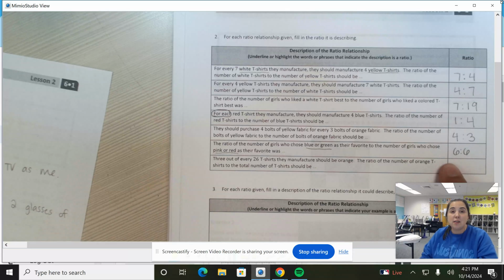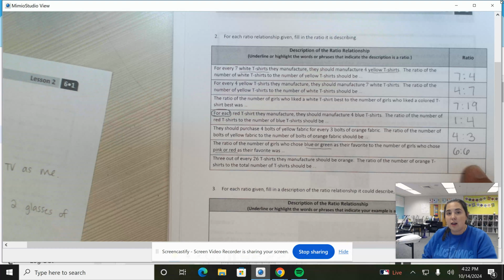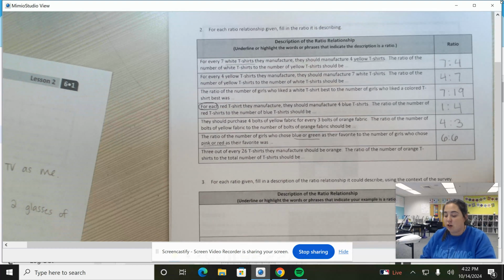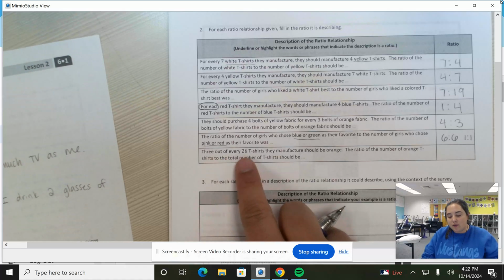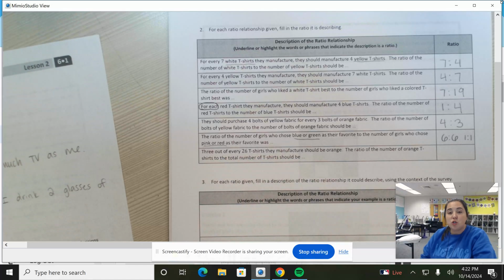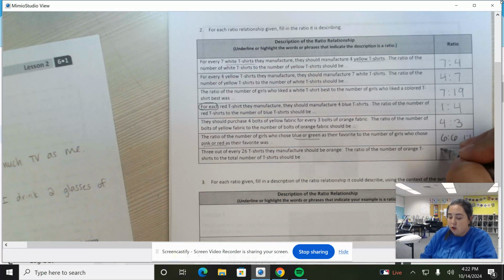Also, because they're the same numbers on both sides, honestly, you could write it any way as long as it's the same digit. So I could write 5 to 5, 4 to 4, 3 to 3. I'd say the most common way is maybe a 1 to 1. So if I have 1 person who likes blue or green, then I have 1 person who likes pink or red. It would just keep growing the more people there are. And then the last one says 3 out of every 26 t-shirts they manufacture should be orange. So 3 out of the 26.